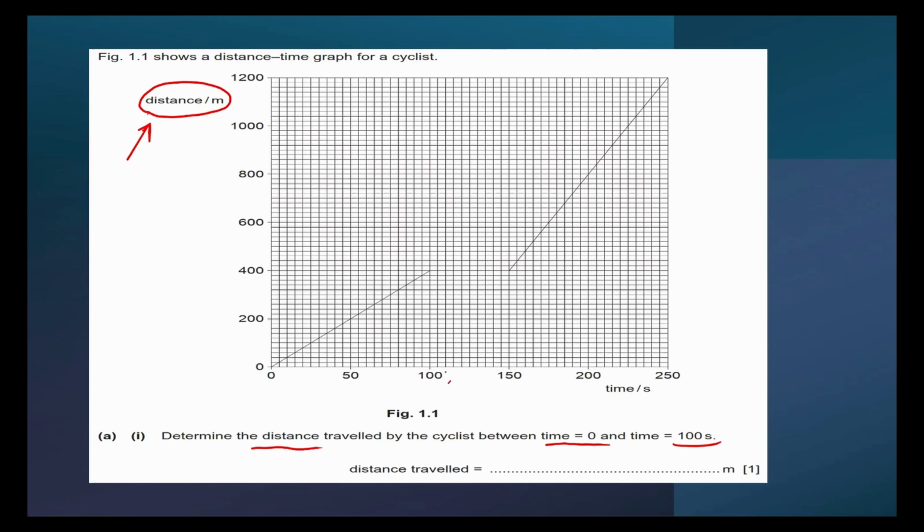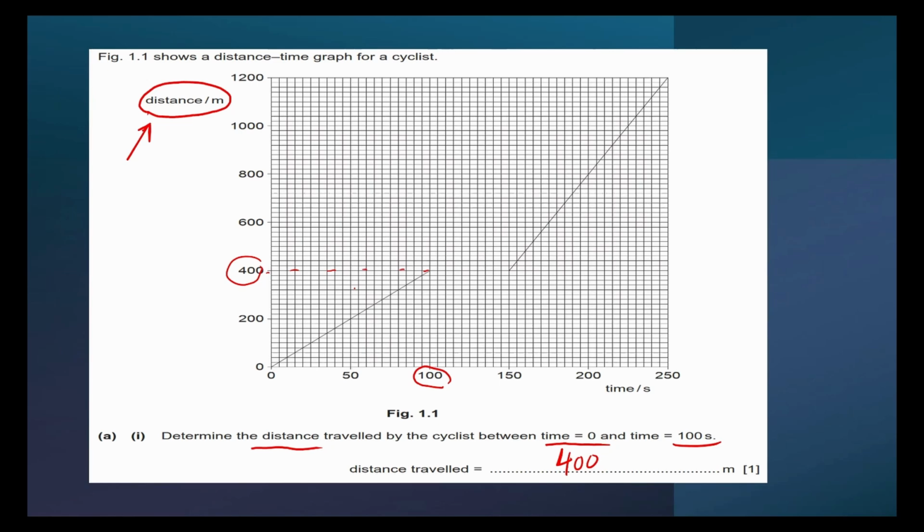We go to the 100 seconds and see the distance here. The distance is 400 meters. Very simple. No more, because we already have distance on the y-axis. So the distance covered between 0 and 100 is 400 meters.